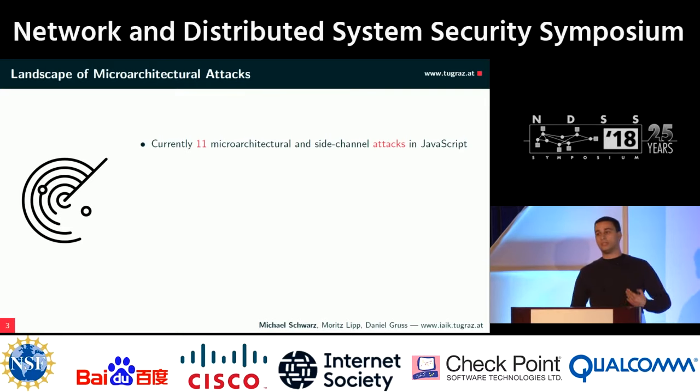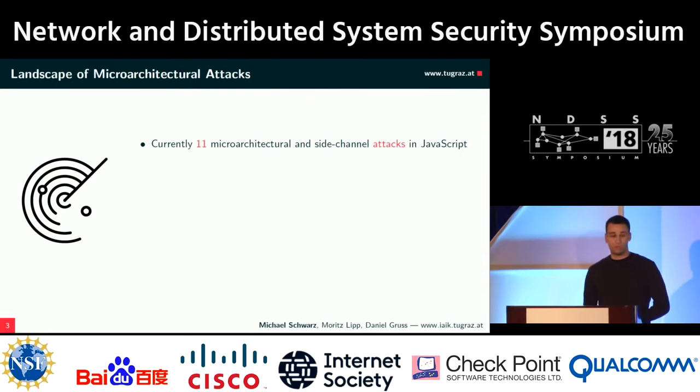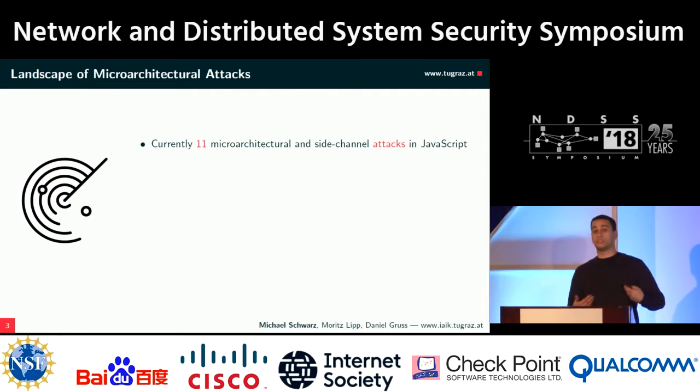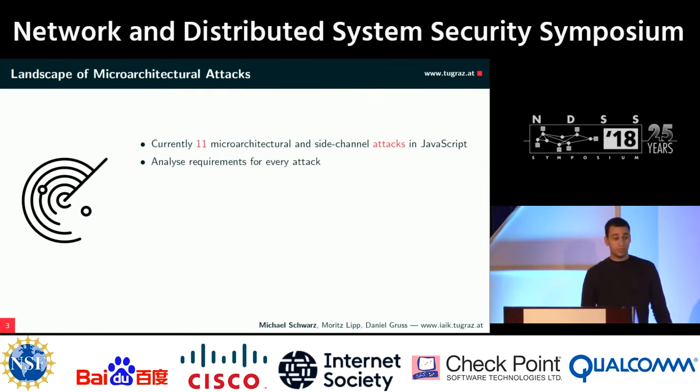Microarchitectural meaning they exploit things like caches, they do cache attacks, or interrupt timings, Rowhammer, page fault attacks, and all that's on a microarchitectural level, and which can be exploited in JavaScript, as well as other side-channel attacks, for example, on sensors. And every attack requires some building primitives, some requirements so that we can actually mount them.